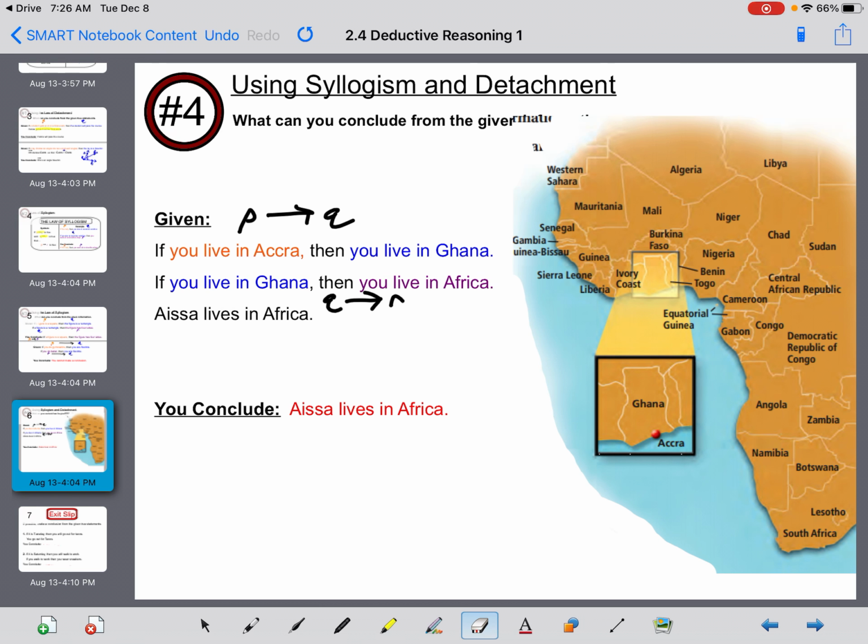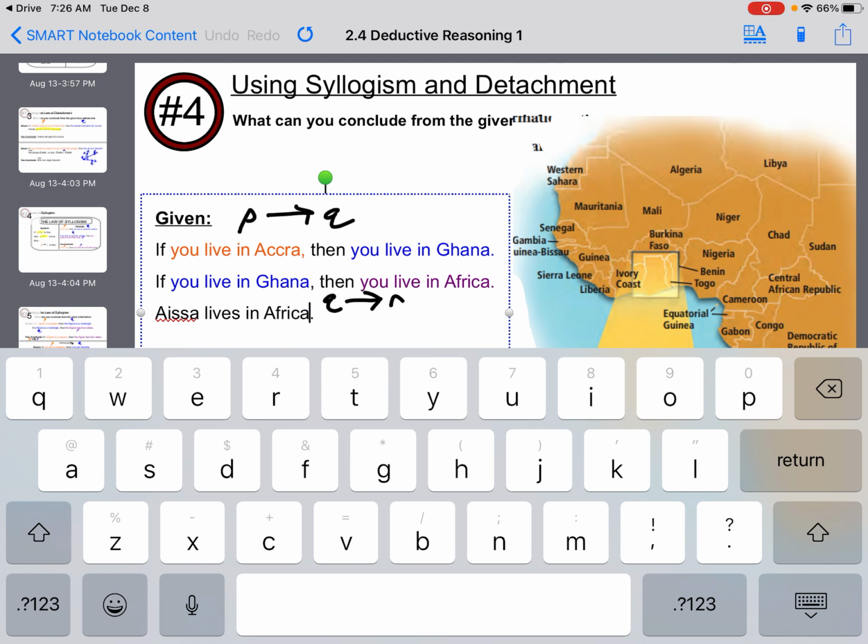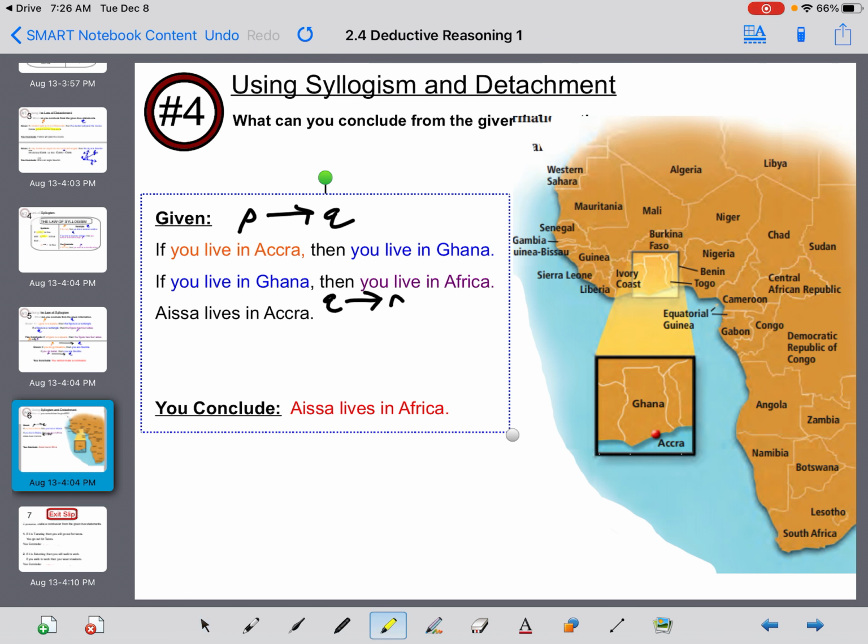And what else can we conclude? Okay, this is supposed to say Asa lives in Accra. Sorry about that. If Asa lives in Accra, we can conclude she lives in Ghana, and we can conclude she also lives in Africa. Okay?